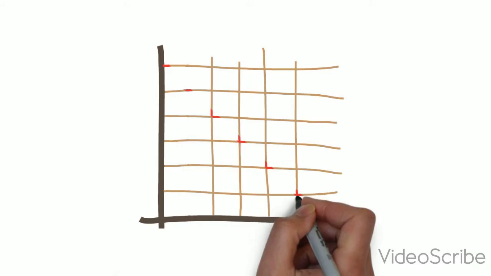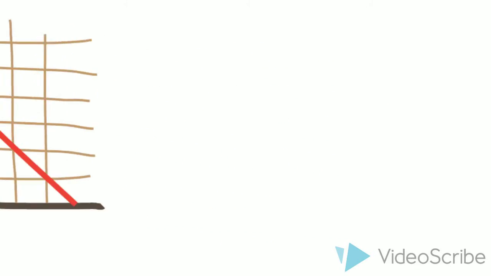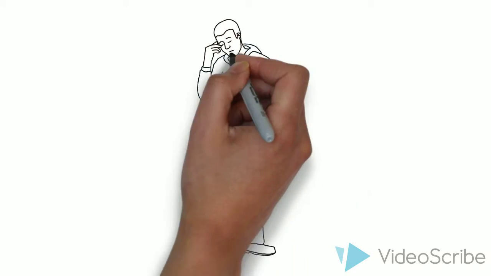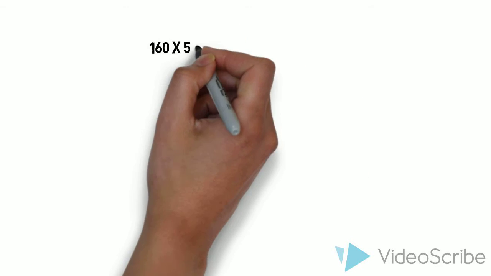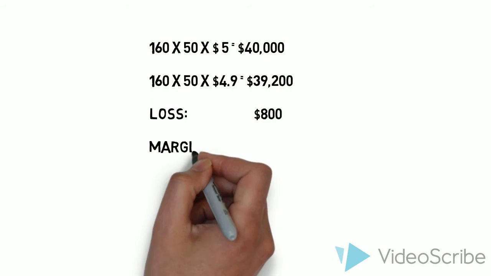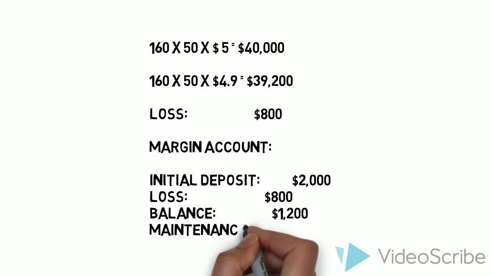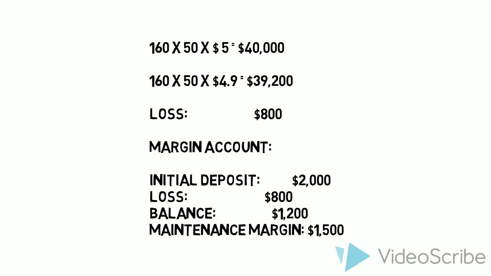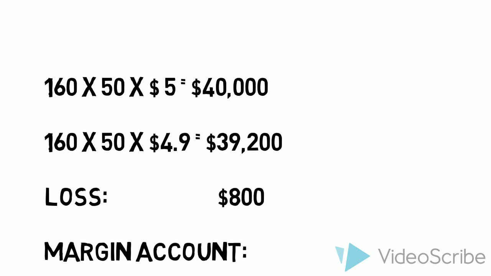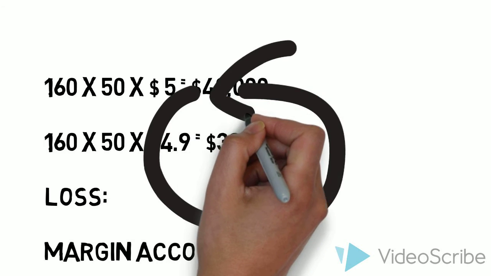Suppose that instead of increasing, the price decreases by 10 cents, which will bring the value of the contract to $39,200. Professor Jassim's margin account therefore decreases to $1,200. Since his margin account is now below the maintenance margin of $1,500, he must put back $800 into his account to maintain a balance of $2,000, which matches his initial deposit, or otherwise sell the contract at the price of $39,200, representing a loss of $800.